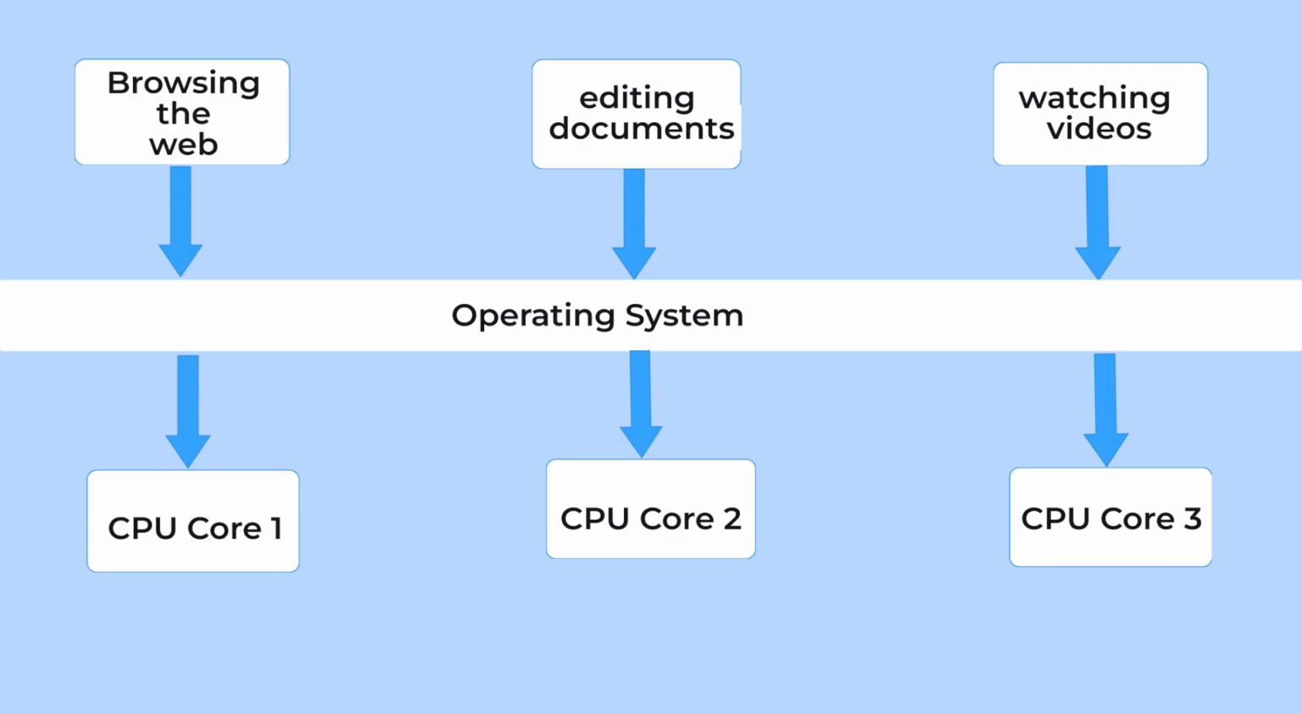Imagine you're running several applications simultaneously, browsing the web, editing documents, and watching videos. With SMP, the operating system can assign each task to a different CPU core, balancing the workload and ensuring smooth performance. One of the key advantages of SMP is improved scalability. As computer hardware evolves and more powerful CPUs become available, operating systems can seamlessly adapt by supporting additional CPU cores without requiring major architectural changes.